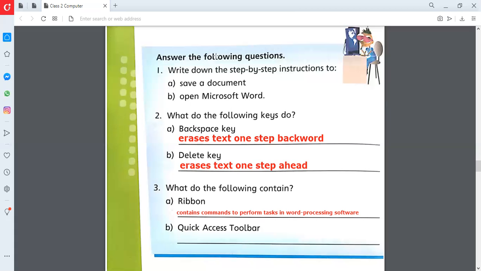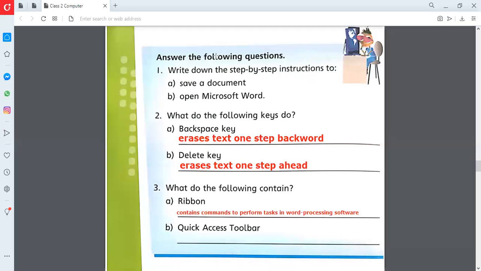Now the quick access toolbar contains some of the most commonly used commands. As its name shows, it's quick access. Access means reach or get anything, and quick means immediately. So it means that you can get something from that toolbar quickly.